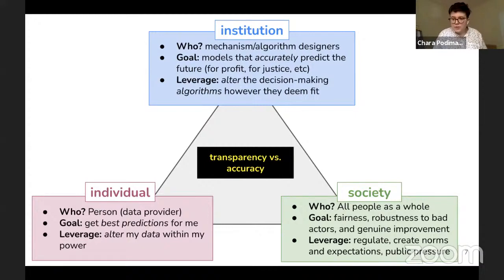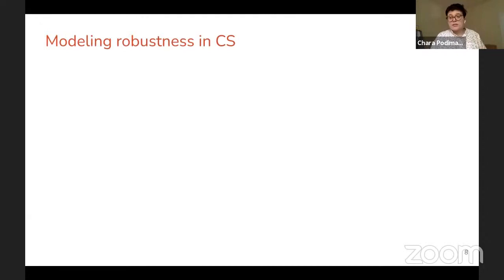Okay. And moving on, for the remainder of my time, I will be taking the viewpoint of the institution. I will be talking about how computer scientists have thought about modeling the objective of the institution, as modeling accuracy and robustness against strategic agents in computer science. So the modeling goes as follows.